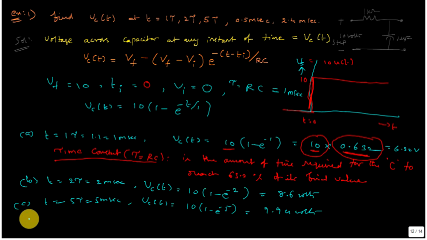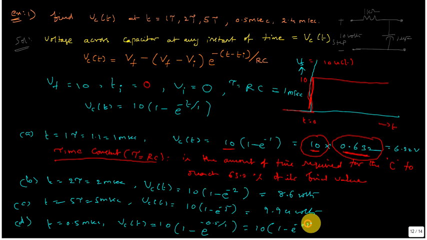Similarly, if you want to calculate it at t is equal to 0.5 milliseconds, then Vc of t can be calculated as 10 into 1 minus e power minus, with small t replaced by 0.5 divided by 1. So that means 10 into 1 minus e power minus 0.5. That value you can calculate, which is less than 8.6. Similarly, if you want to calculate it for 2.4, replace this with minus 2.4 divided by 1, that is e power minus 2.4 you will get. Like this you are going to calculate the voltage across the capacitor at any instant of time.